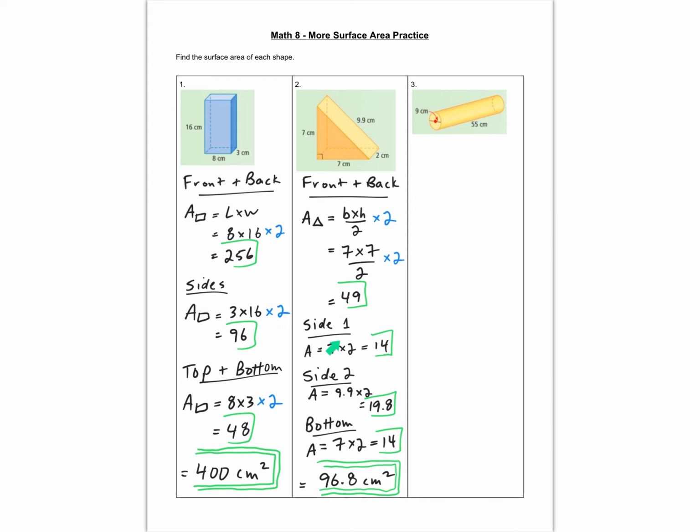The sides, rectangle here, so this is 7 by 2, which is 14. This slanted side here is 2 by 9.9, which gives us 19.8 centimeters squared. And then the bottom is 7, okay, by 2. So 7 times 2 gives us 14 centimeters squared. And when we add these numbers up, 49 plus 14 plus 19.8 plus 14, we get 96.8 centimeters squared.